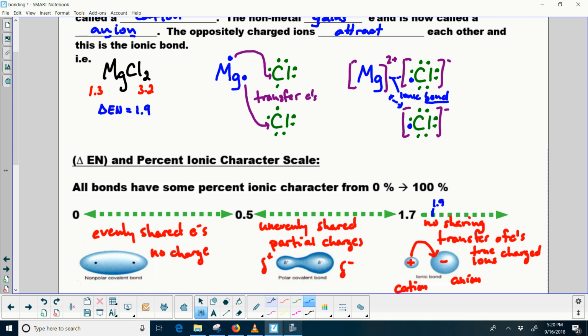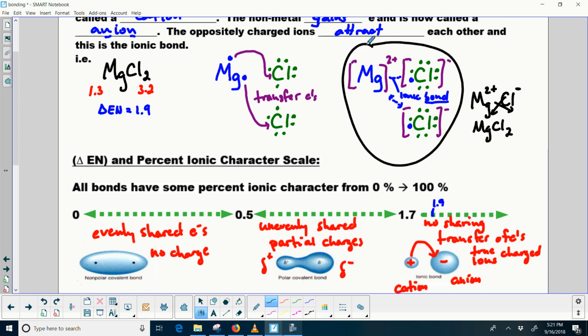And what you did last year, or when we did nomenclature, we did the crossover method. You would end up with this. You had magnesium. It can form ions with a charge of 2 positive. Chlorine forms an ion of 1 negative. And what we ended up doing was crossing over, and you end up with this formula, magnesium chloride. And that's exactly what we have in this ionic compound.